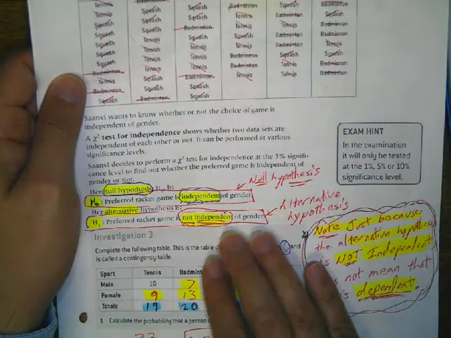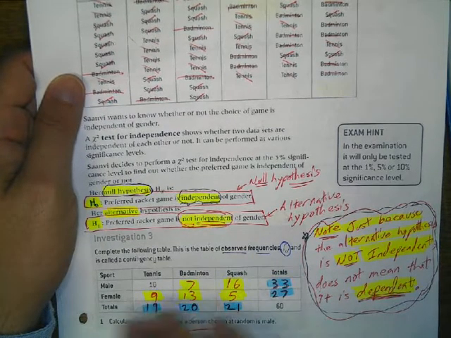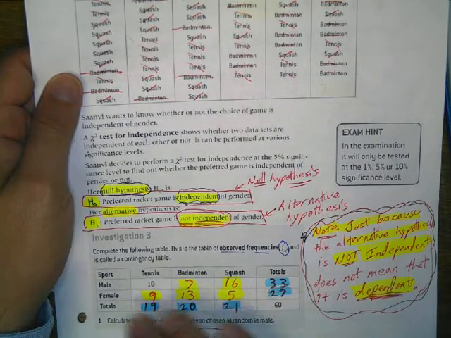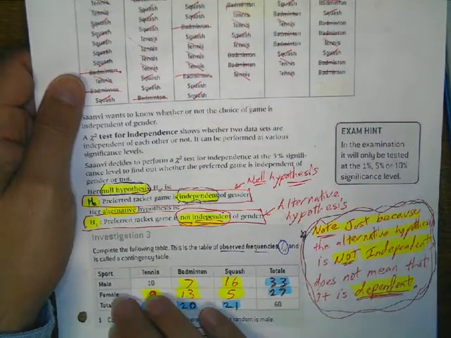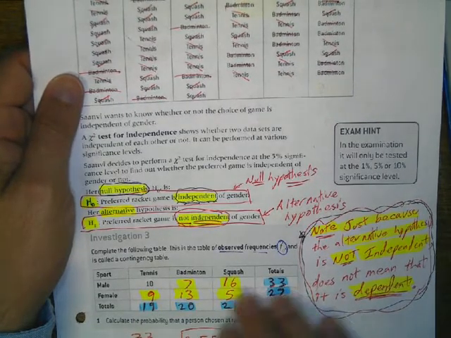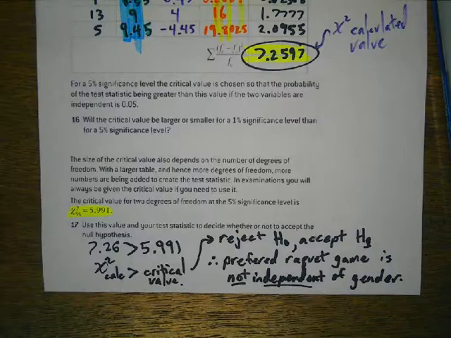Now, that does not mean that it's dependent on gender. It just means that if you are a guy, you might prefer to play squash, but it doesn't mean that because you are a guy you play squash or you prefer squash. It doesn't mean that it causes you to like squash more than the other. It just means that it's not independent. You need to think about that for a minute because it's a tough thing to put your mind around.